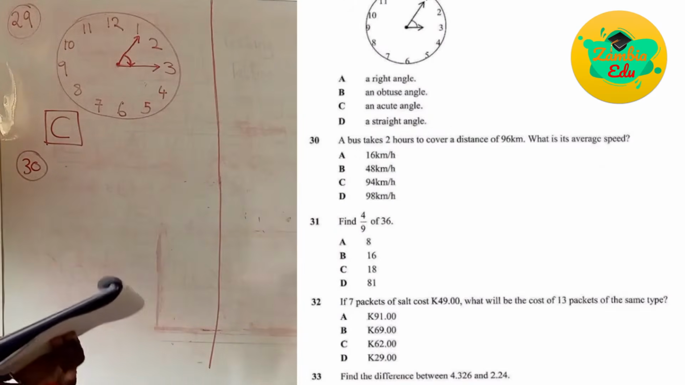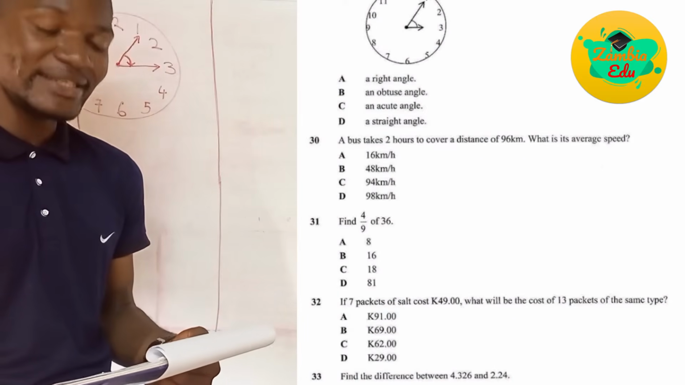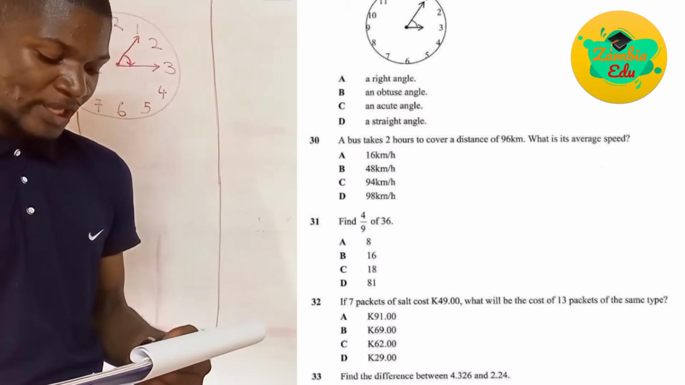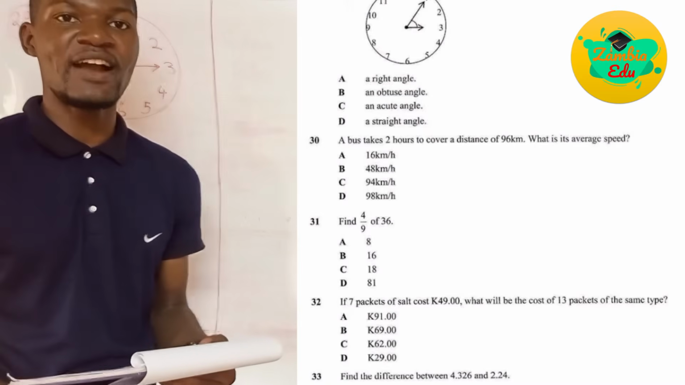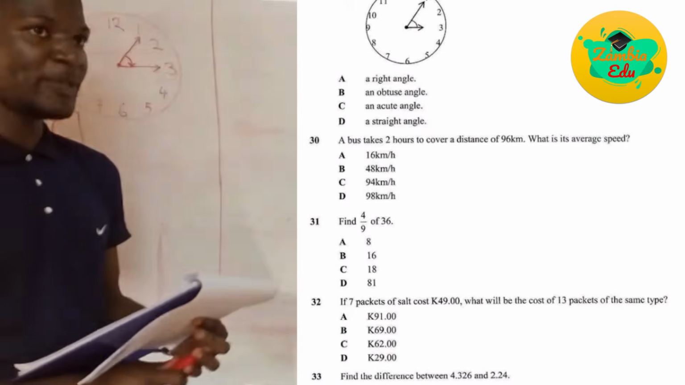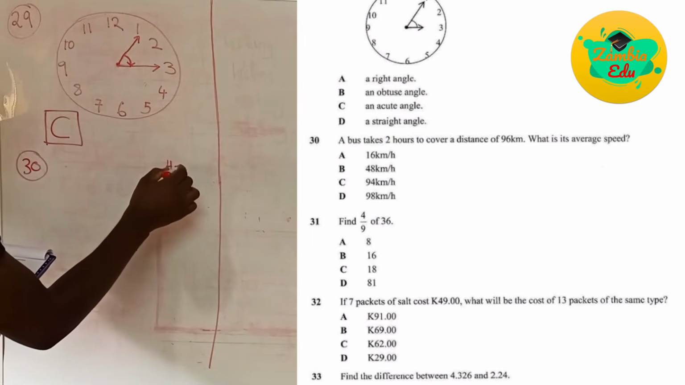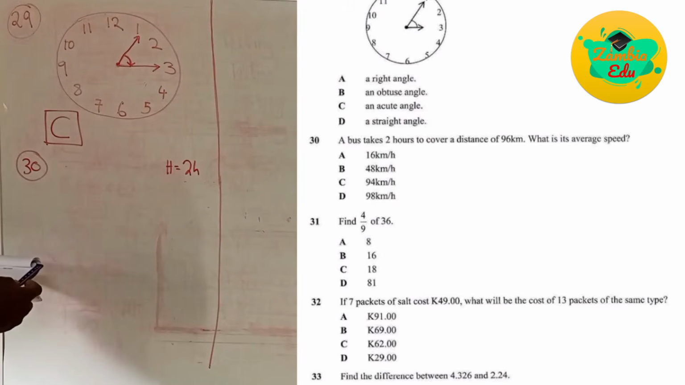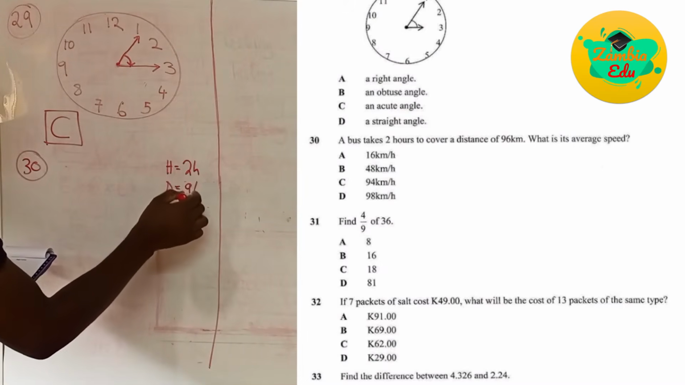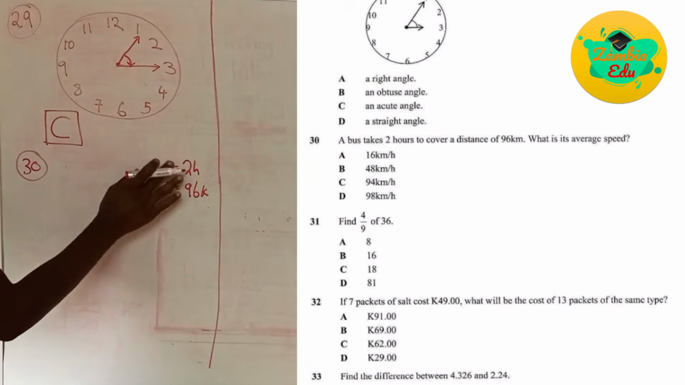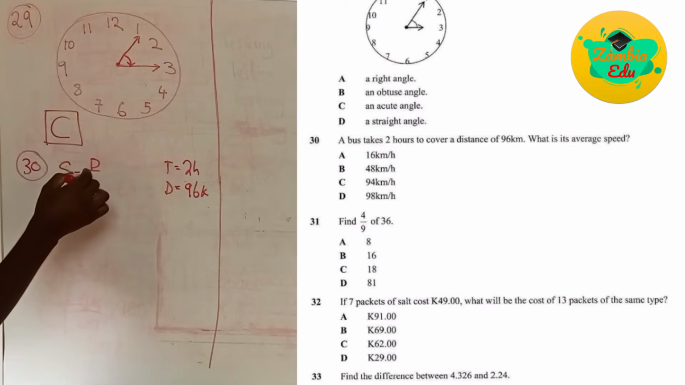Question 30 says, a bus takes 2 hours to cover a distance of 96 kilometers. What is the average speed? So quickly, we have been taught that a bus takes 2 hours, that is our time, and it covers a distance equal to 96 km. Okay, so we know that speed is equal to distance over time.